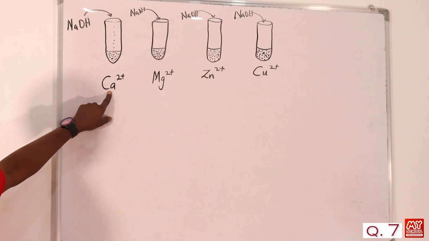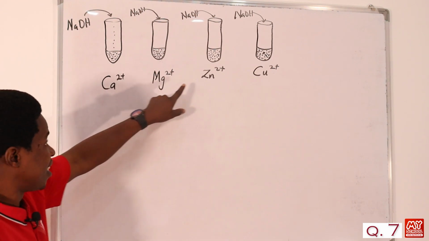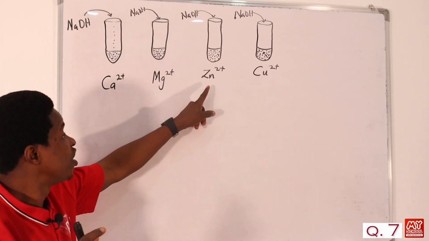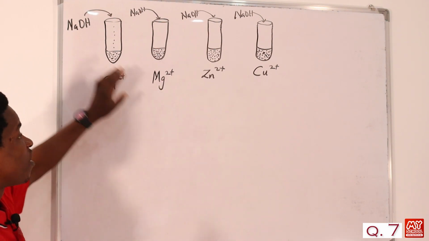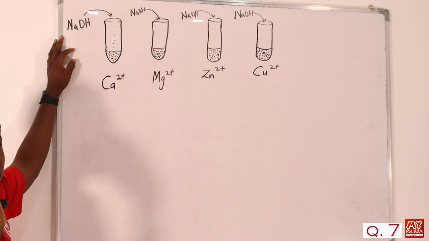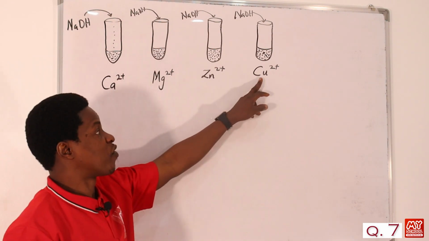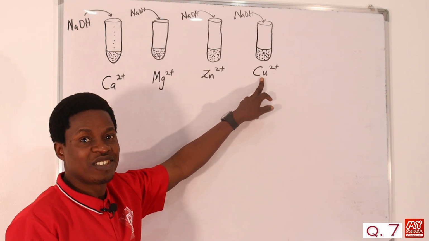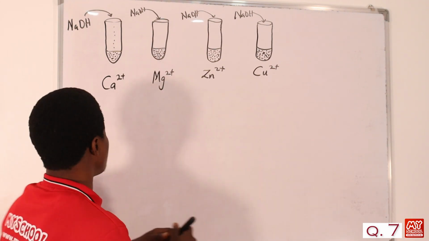Calcium, magnesium, zinc: these three, if you react them with sodium hydroxide, you are going to have a white precipitate. It is very sure of that. Copper, of course, we know will give a blue coloration if you bring it in with sodium hydroxide. So what do I mean?